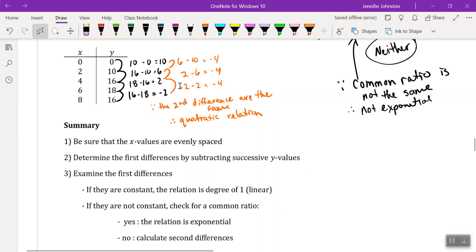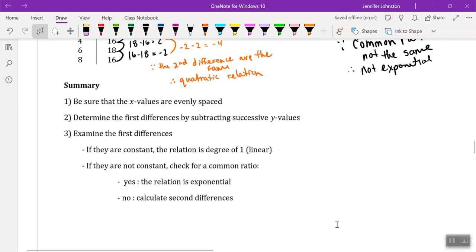You should be able to see whether the relation is going up by equal increments a second time. But if not, go ahead and try the common ratio. If the common ratio is equal, it is exponential. If it's not, then calculate second differences.